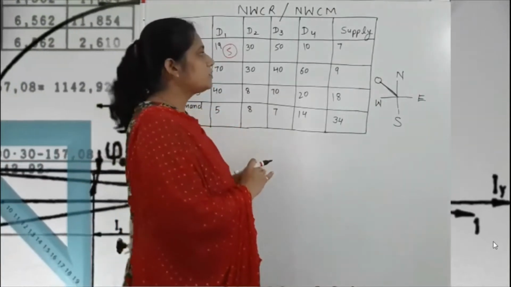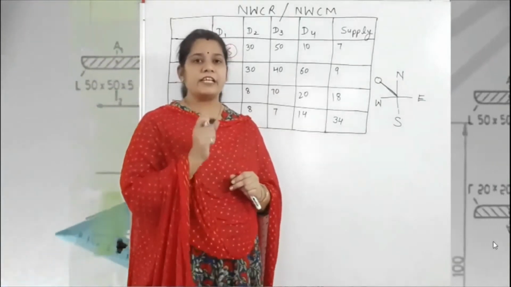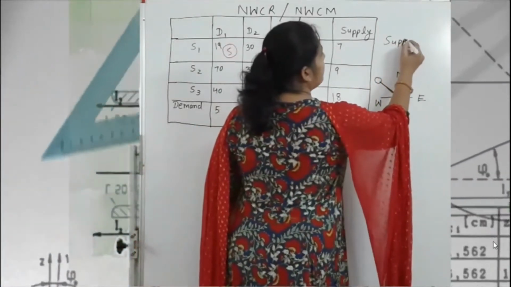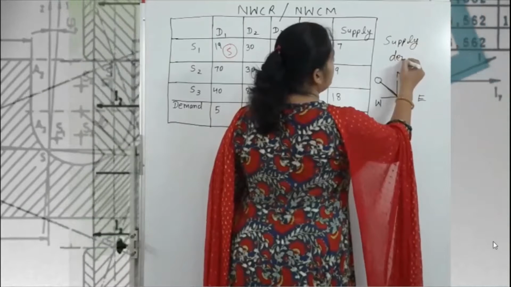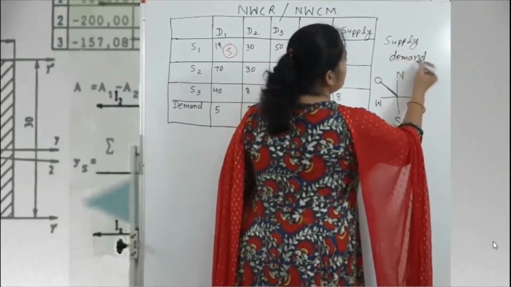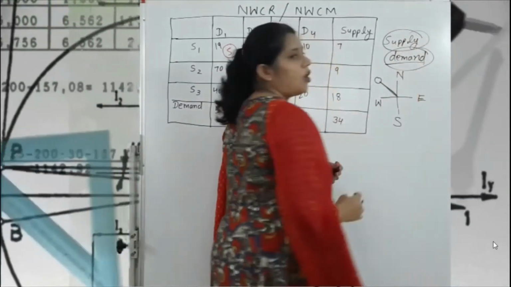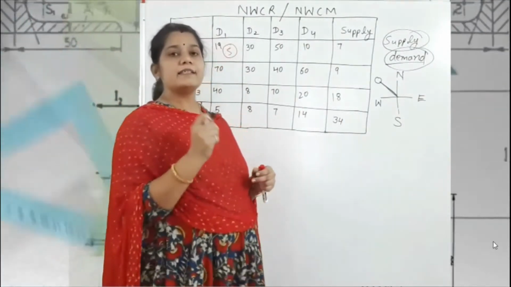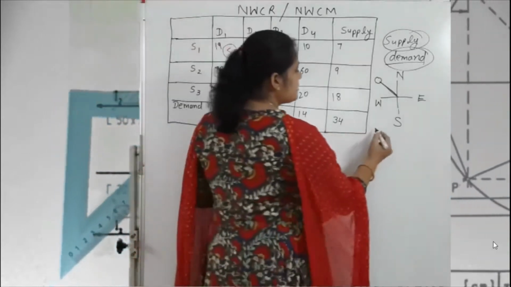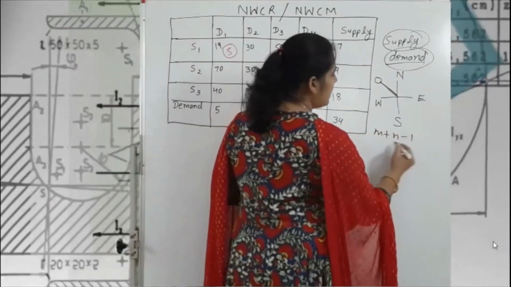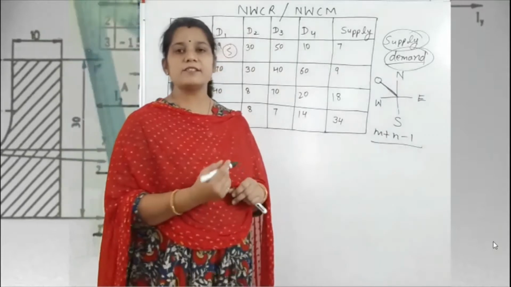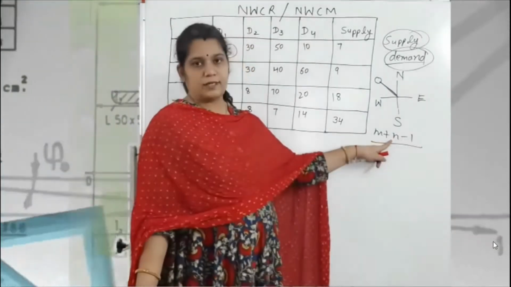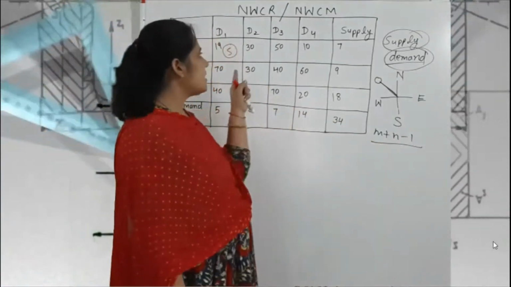In this method, two conditions are very important. First one is that for supply and demand, we select only the minimum value and allocate the minimum value. And the second condition is to satisfy the condition m plus n minus 1. M plus n minus 1, that means what? M is the number of rows, n is the number of columns. See here the example of this question.